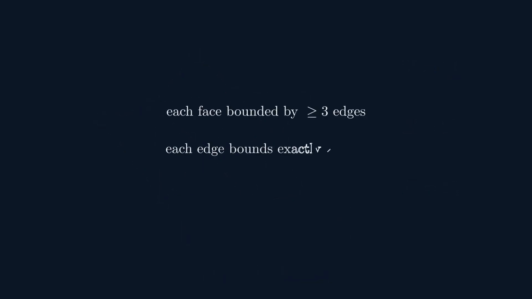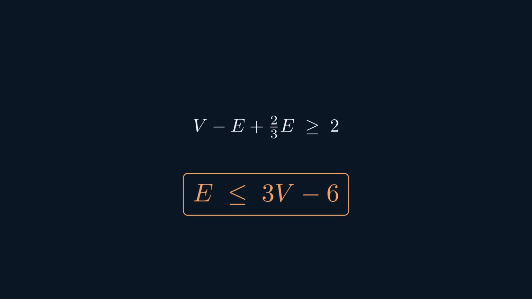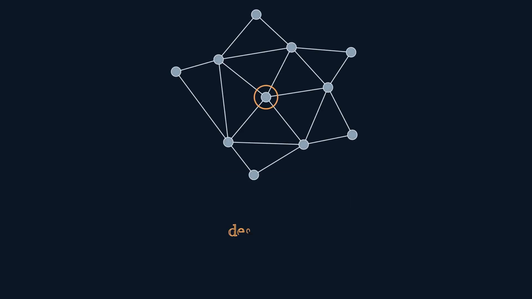Each region is bounded by at least 3 lines. Each line is bounded by exactly 2 regions. So if you count line region incidences, you get 2E from one side and at least 3F from the other. 2E is at least 3F. Plug that back into Euler's formula. V minus E plus 2/3 E is at least 2. Simplify. E is at most 3V minus 6. We just bounded the edges.